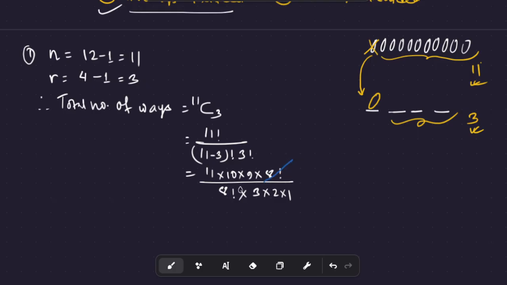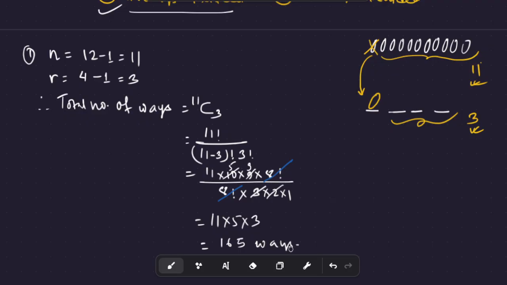Now, this 8 factorial can be cancelled. And similarly, we can reduce these terms as well. 3 can be cancelled with this 9, we'll get 3 as quotient. 2 can cancel this 10 and remains 5. We'll get 11, 5 and 3. It is 165. 5 threes are 15, 15 times 11 is 165.